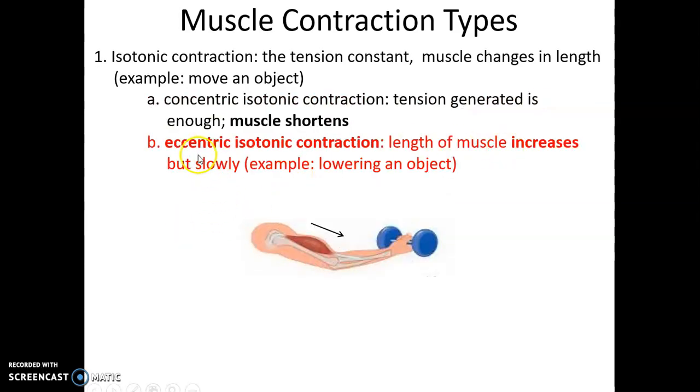You can also have eccentric isotonic contractions. This is when the length of the muscle increases, but slowly. So basically, it is a controlled lowering of an object. So after the person had flexed and pulled the weight toward their shoulder, they then extended at the elbow and lowered the weight, but they did this in a controlled manner, so they were using energy and muscle strength to do that.